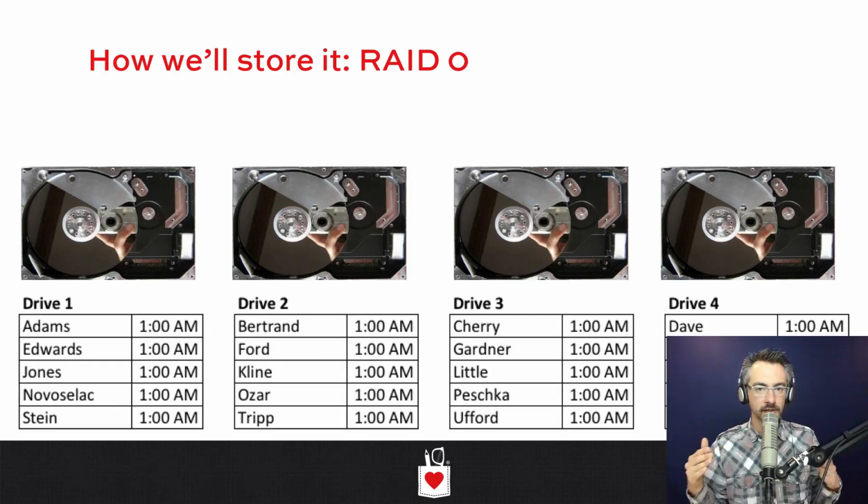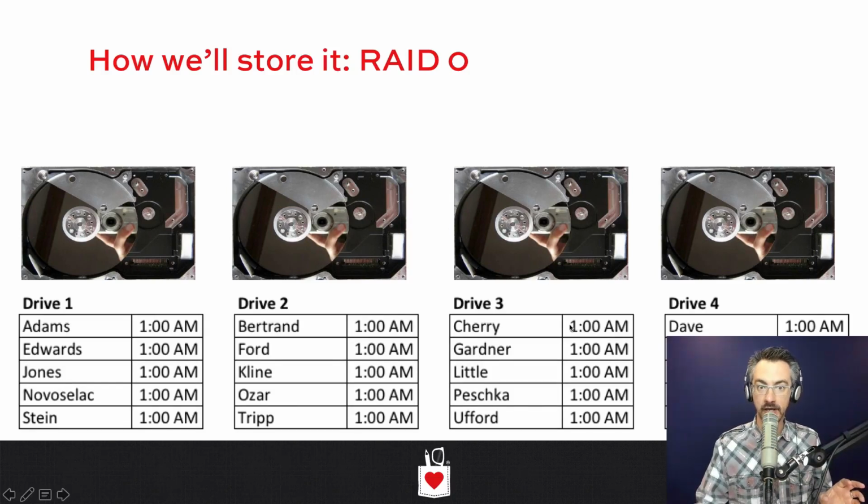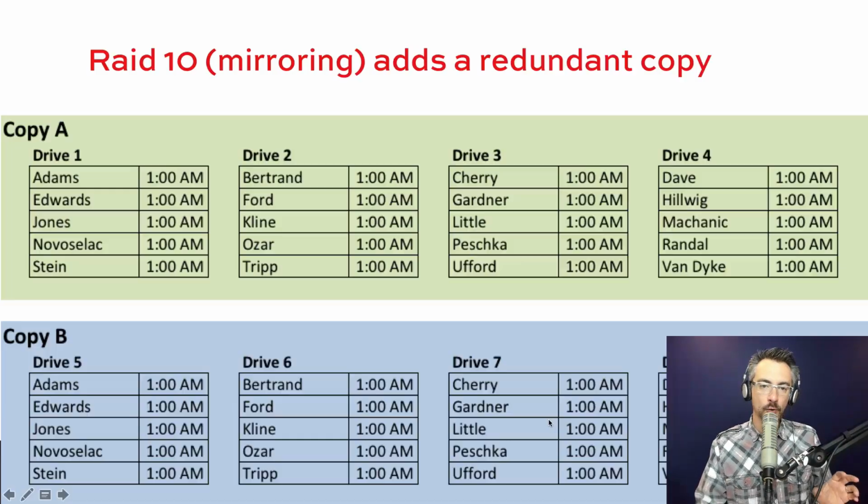Now, you would never actually configure a SQL Server the way it's shown here on the screen, because if I lose any of these drives, I'm hosed. If I lost drive 3, I wouldn't know anything about Denny Cherry anymore or Michelle Ufford. So what you would normally do in real life is you would have multiple copies of your data. This is what we call RAID 10 or RAID 0+1 or 1+0, depending on your vendor's implementation.